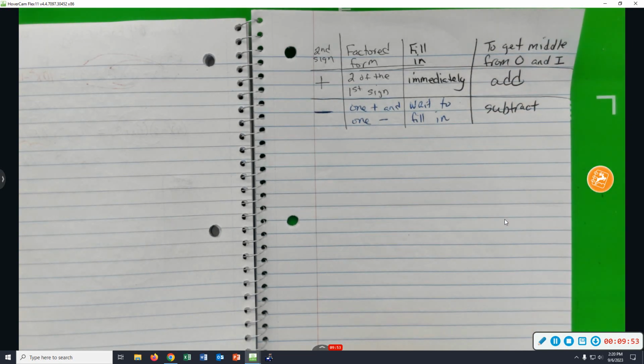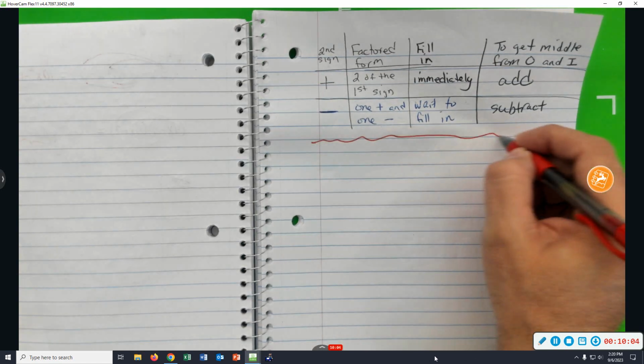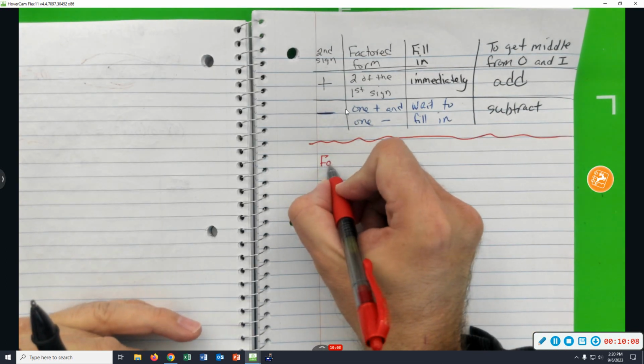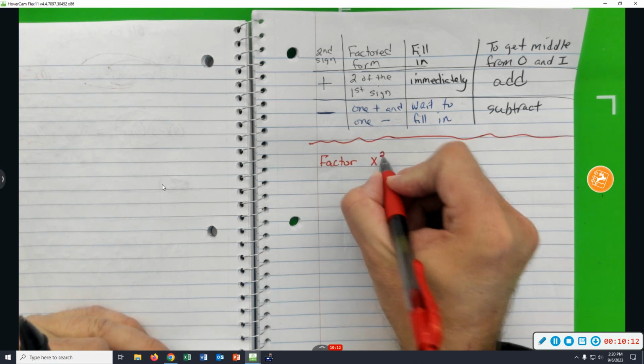Now, once you're really good at factoring, or if you're already good at factoring, then the table will make sense. Unfortunately, sometimes you get stuff in class, and it doesn't really make sense until you get, oh, now I see what he's saying. Let's just try to, this is called factoring.